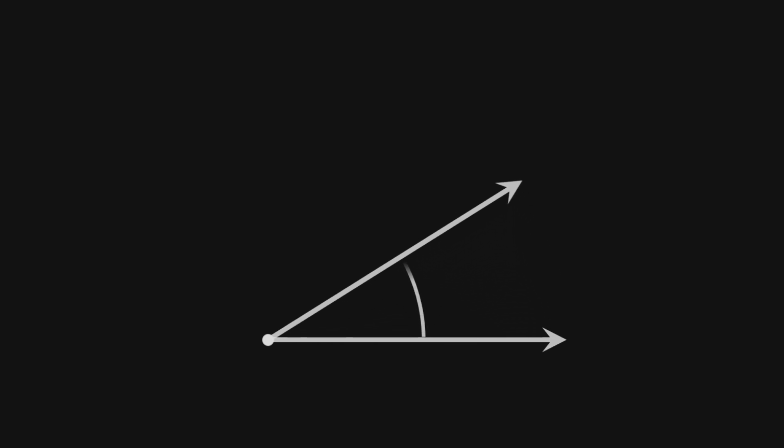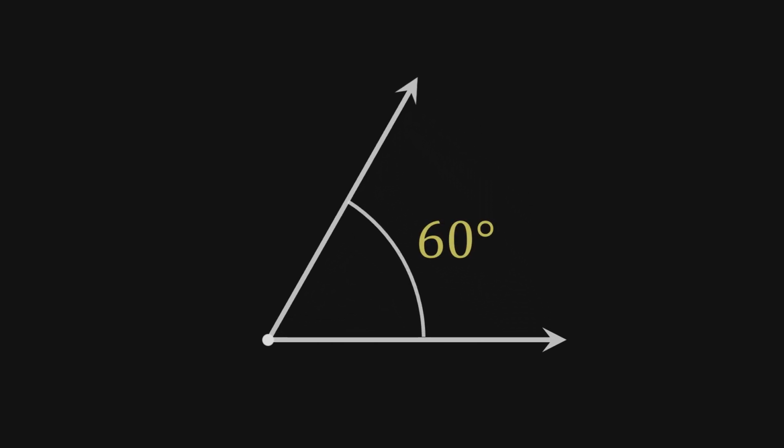Have you ever wondered why we use degrees but then suddenly switch to radians in higher math? To understand how these systems work, we take a ray OP with one end pinned down at a fixed point O, while the other end is completely free to rotate.